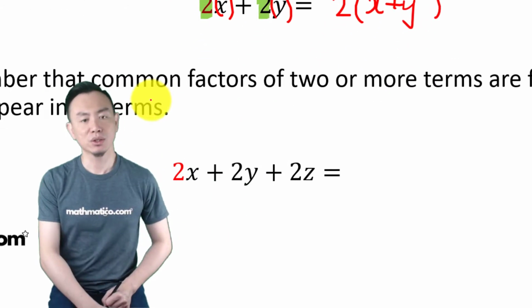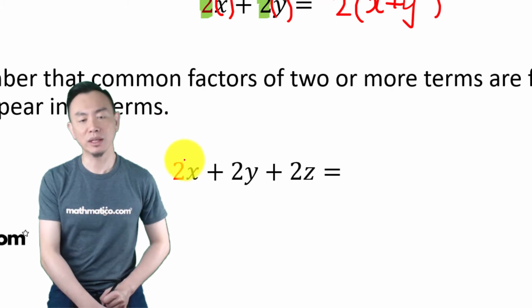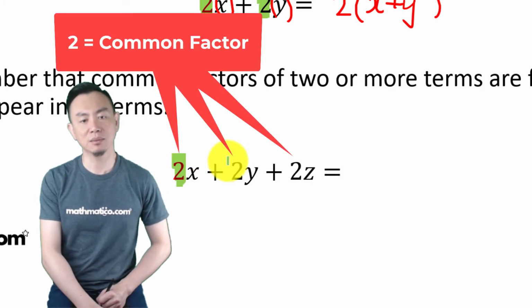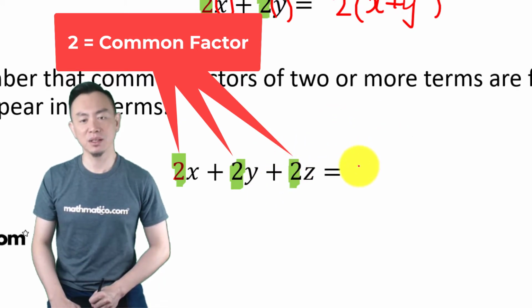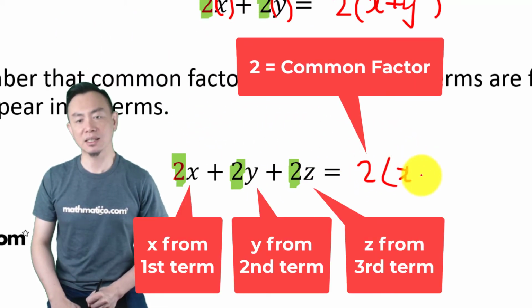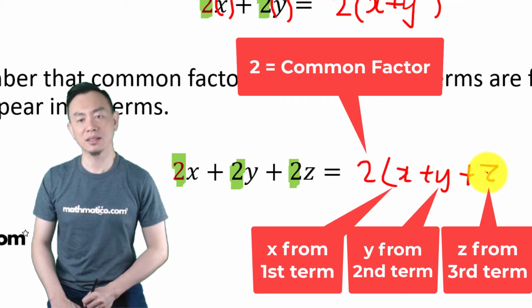Okay, so this works for more than 2 terms as well. If you have 2x plus 2y plus 2z, again 2 is the common factor, so you have 2 bracket x plus y plus z.